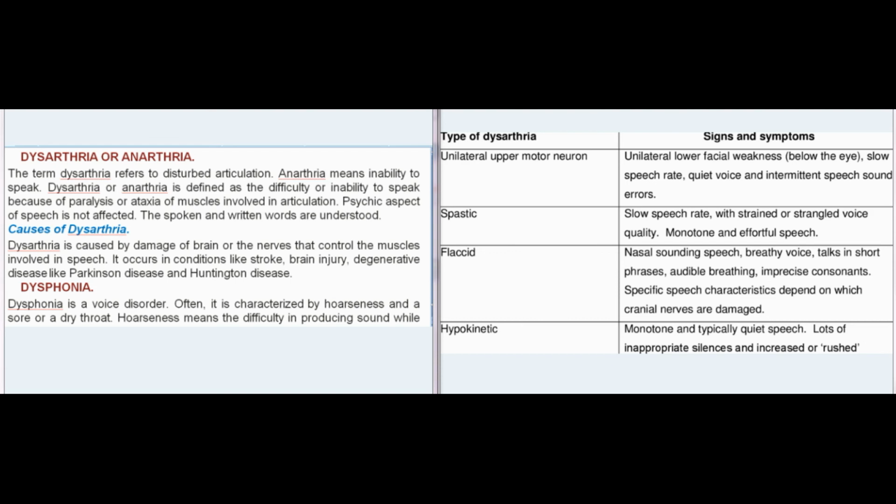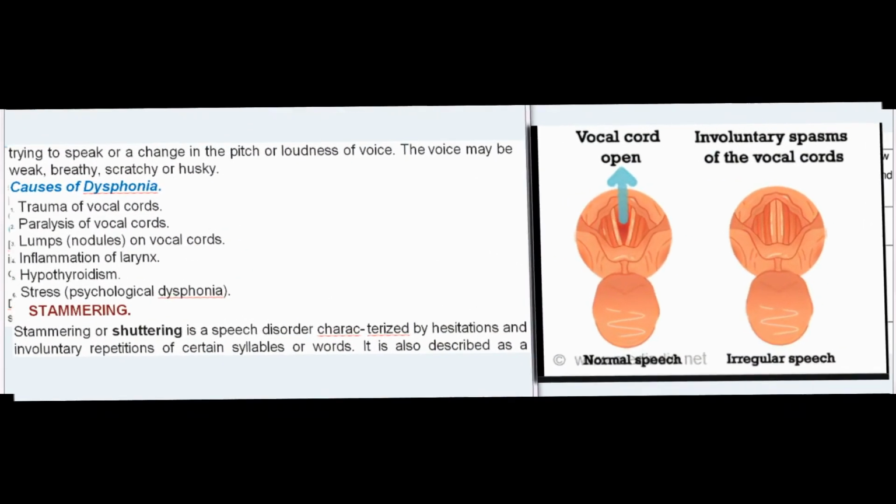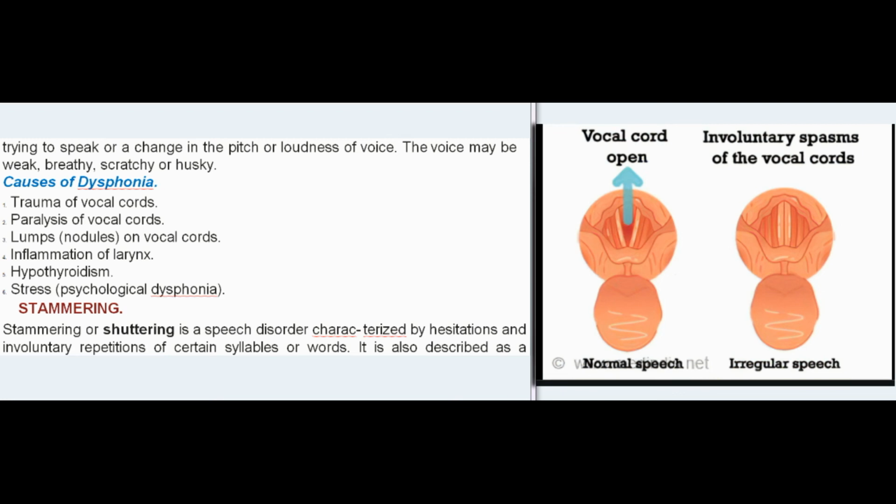Dysphonia. Dysphonia is a voice disorder. Often, it is characterized by hoarseness and a sore or a dry throat. Hoarseness means the difficulty in producing sound while trying to speak or a change in the pitch or loudness of voice. The voice may be weak, breathy, scratchy, or husky. Causes of dysphonia. Trauma of vocal cords. Paralysis of vocal cords. Lumps, nodules on vocal cords. Inflammation of larynx. Hypothyroidism. Stress, psychological dysphonia.